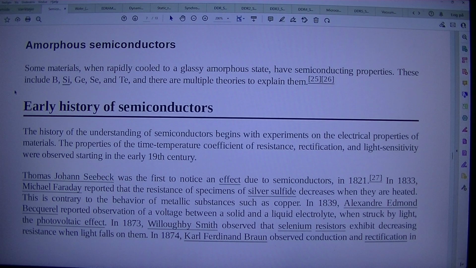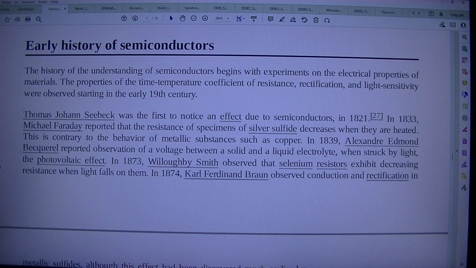The history of the understanding of semiconductors begins with experiments on the electrical properties of materials. The properties of the temperature coefficient of resistance, rectification, and light sensitivity were observed starting in the early 19th century. Thomas Johann Seebeck was the first to notice an effect due to semiconductors, in 1821. In 1833 Michael Faraday reported that the resistance of specimens of silver sulfide decreases when they are heated. This is contrary to the behavior of metallic substances such as copper.